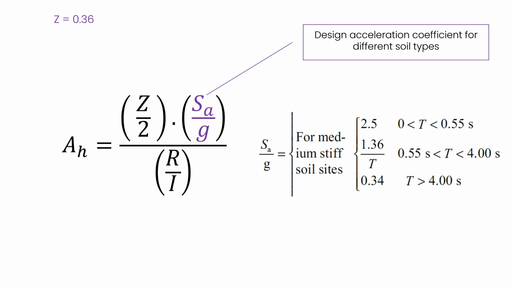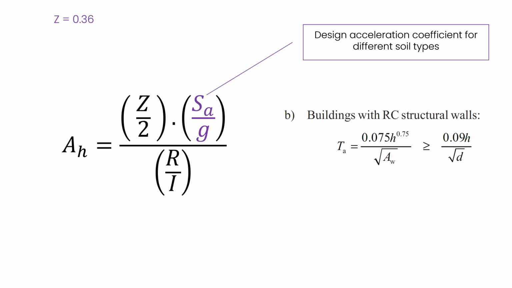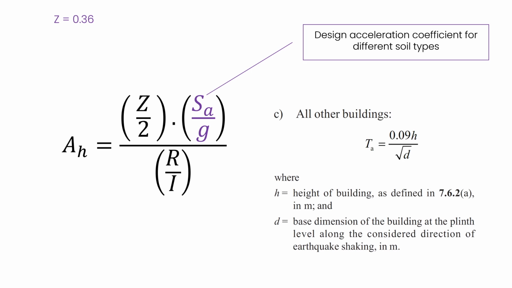So we have our SA by G values figured out. However, we exactly don't know what values to adopt because there is one more angle to this equation, which is the time period. So let's calculate this value of T. Now, the value of T will depend upon the different kinds of building and the height of the building in general. So for a bare moment resisting frame buildings without any masonry infills, these are the different equations. This is not the case which we are dealing with. The second, that is the buildings with RC structural walls. This is the strange formula which we should do. But again, this is not going to be our building. Our building is a simple building which will fall into the criteria of all other buildings.